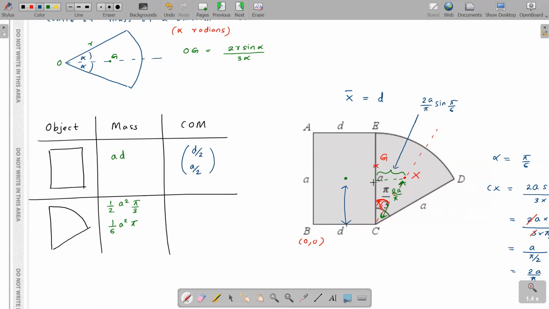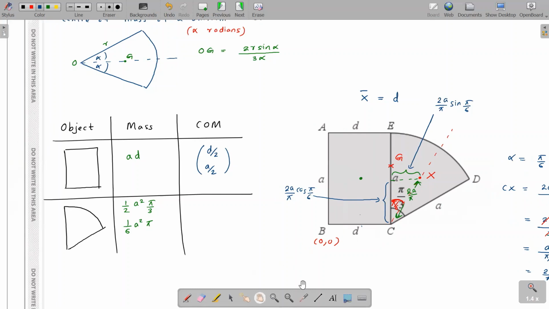Okay, so then this particular distance is the y distance, and that is found by what? This distance is 2a over pi cos pi over 6. Do you agree with me? This is 2a over pi cos pi over 6.